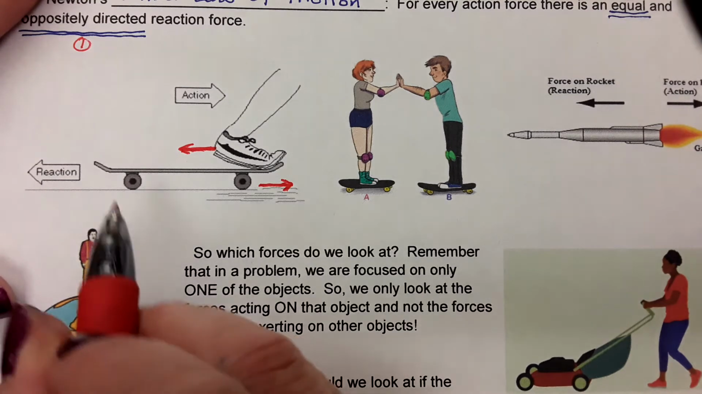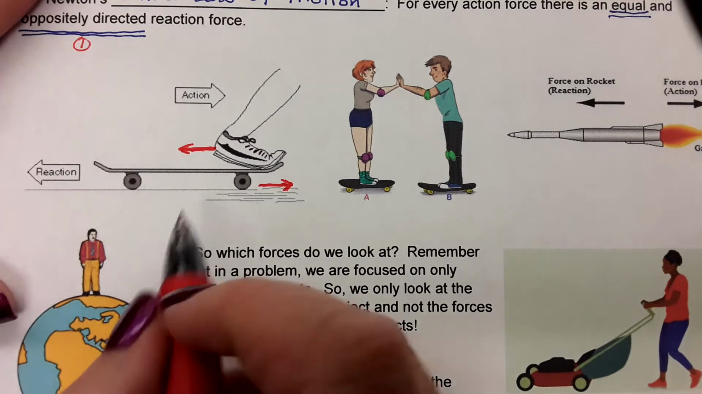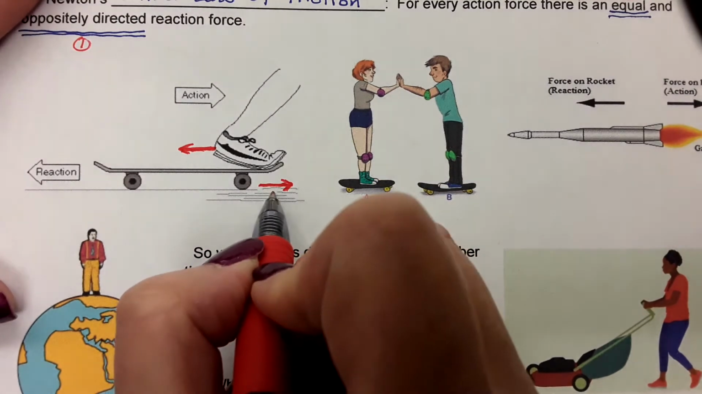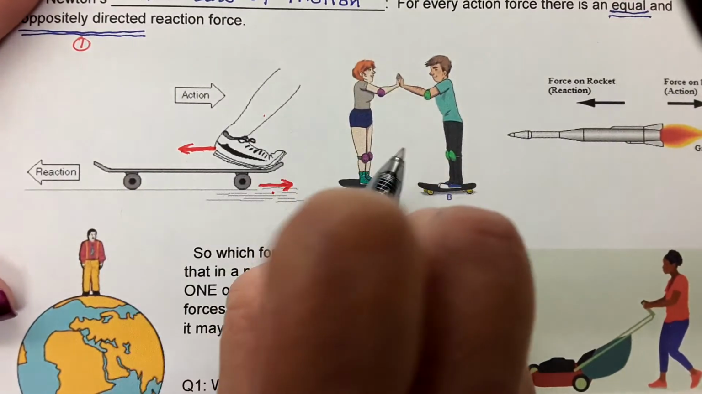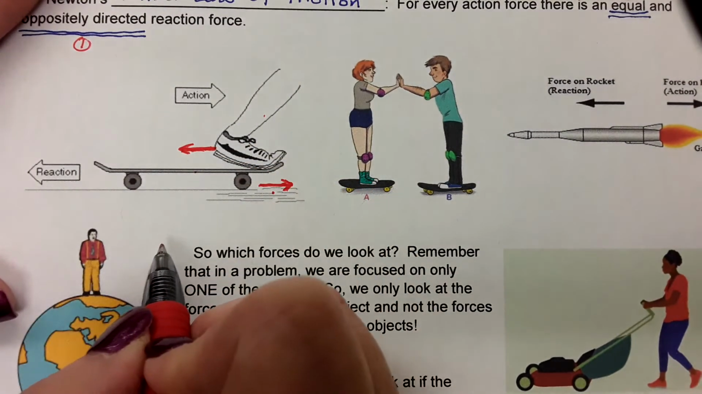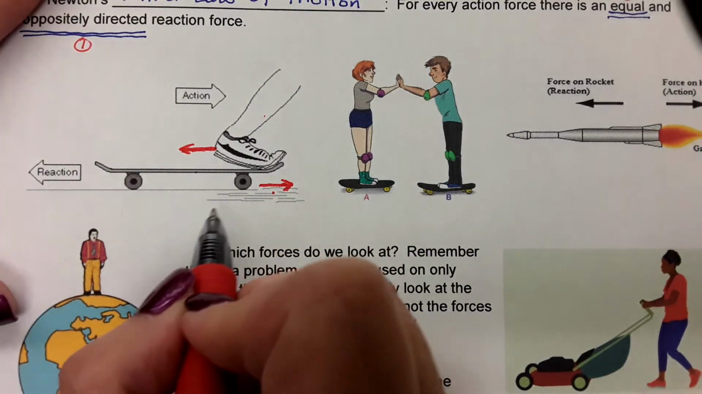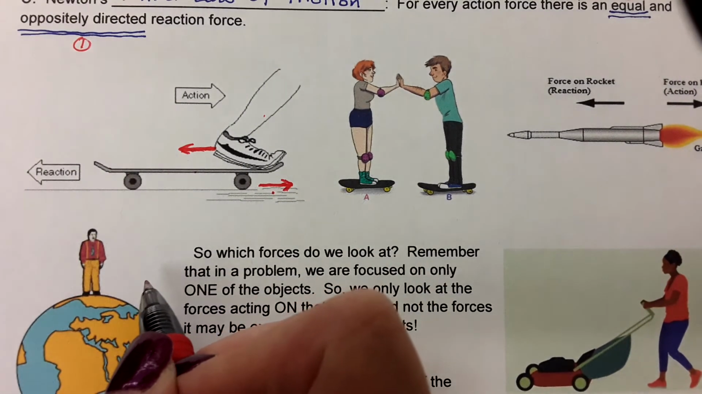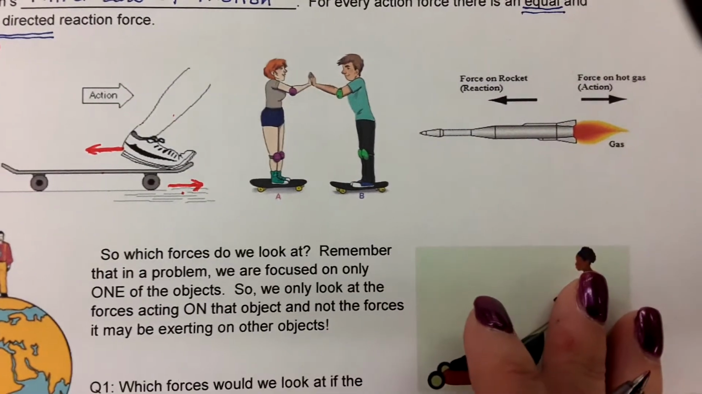Okay? Now, what will be the result of this action-reaction pair? All right, well, this force acts on the person, so the person goes forward. The force from the person acts on the skateboard, so the skateboard will move backwards. Each object will move in the direction of the force exerted on it, okay? So, let's look at the next one.